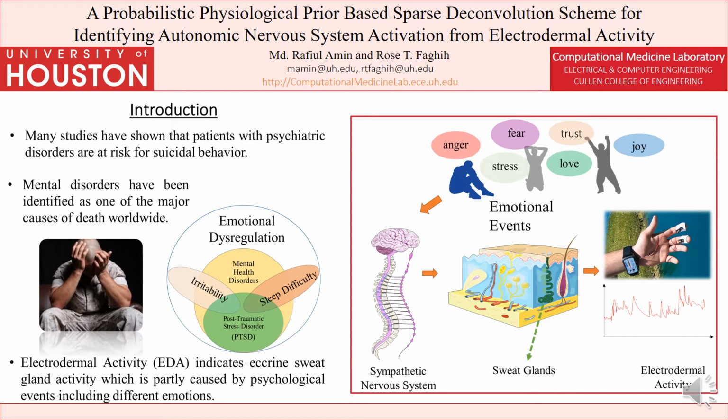Today I am going to present my work identifying autonomic nervous system activation from electrodermal activity. Here I used a probabilistic physiological prior-based sparse deconvolution scheme.